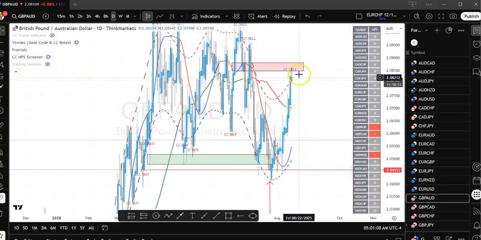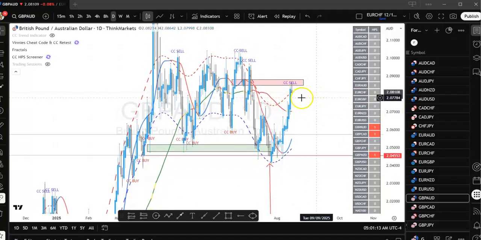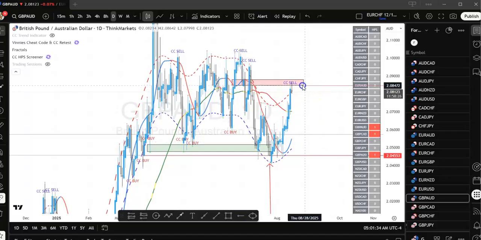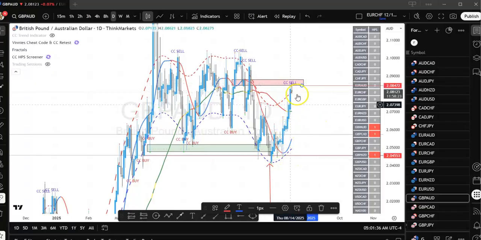But on the daily, see the daily here, it says CC sell. So if you want to take a trade, a small trade, you can take it, but I wouldn't like to take it now. I would like for price to come back up to 208489, right here. That's when I would probably place a buy limit. Sorry, a sell limit right there. I'll wait for price to come up and then wait for it to go down. And if your order doesn't get triggered, then that's okay.